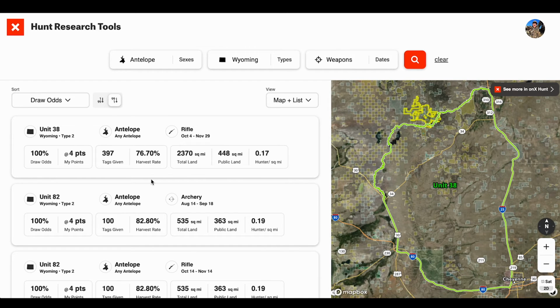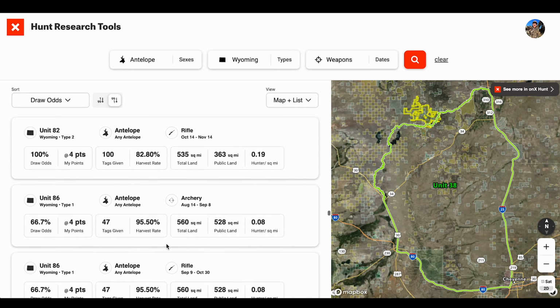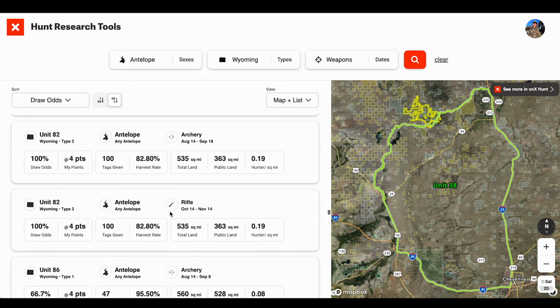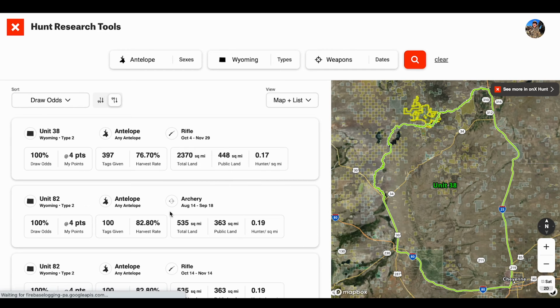You'll also see the harvest rates here for species where it's applicable and states that have that information. So antelope usually has a pretty high harvest rate, above 50%, nearing 100%. Other species might have a 10% success rate, 20% success rate, elk archery hunts, for example. And so it's important to look at that harvest rate and balance that with your application strategy as well.